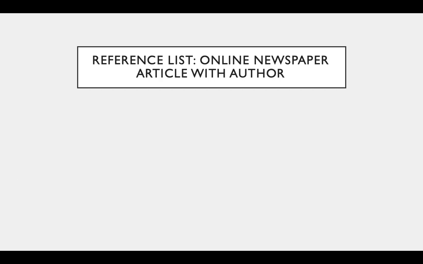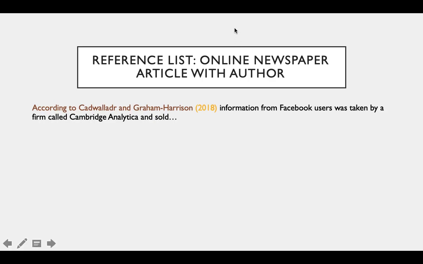Okay, our second example, some of you will be going to the Times of Oman, Oman Observer, you'll be going to newspaper articles, and here we've got an example with an author. Okay, here's our citation, in-text citation, and there are 2 authors here. So according to Cadwallader, I think that's how we pronounce this, and Graham Harris, 2018, information from Facebook users was taken by a firm called Cambridge Analytica and sold. Okay, so this is about a report or an assignment on the use of online information.